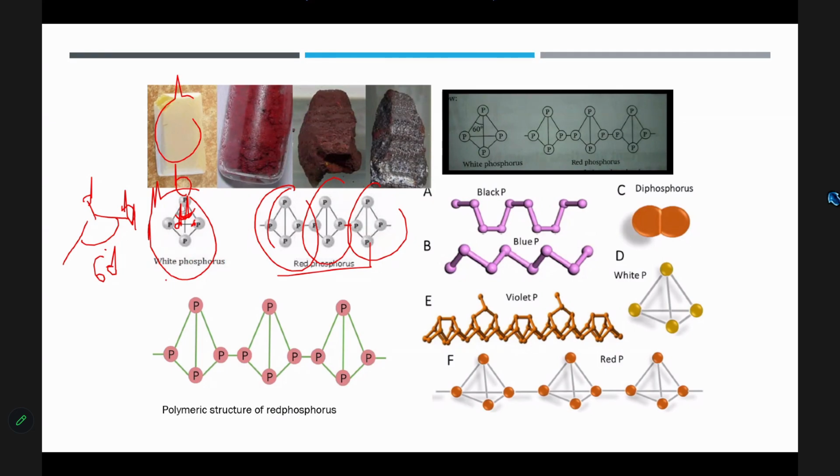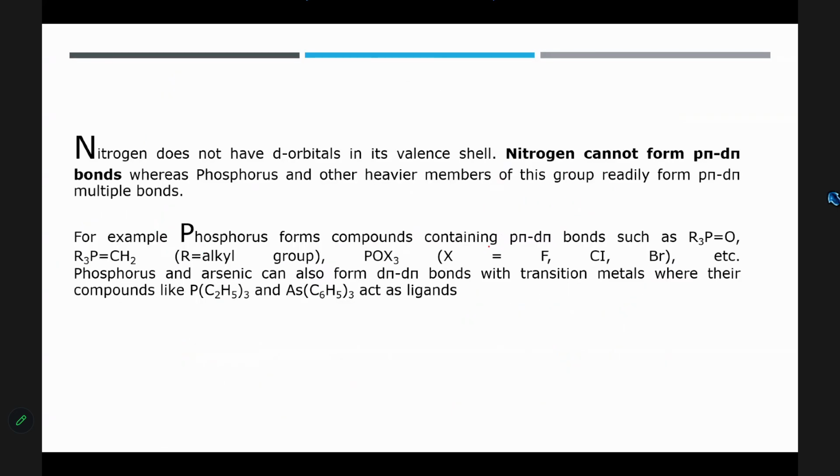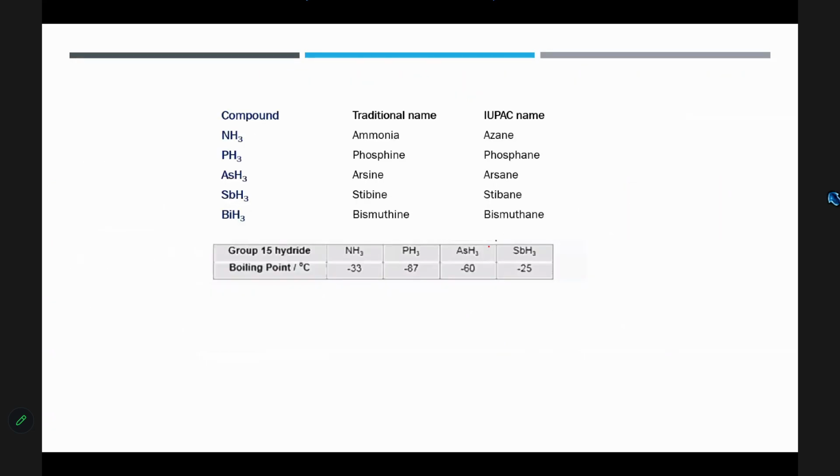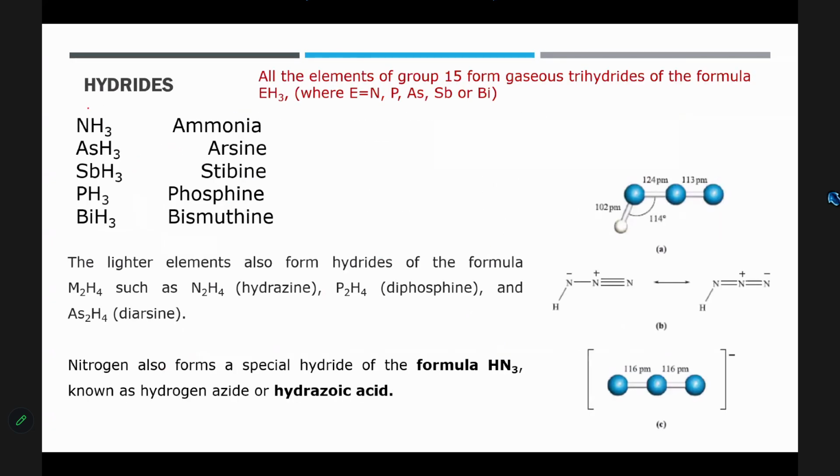But mostly the well-known geometries are simply allotropes, right? What are the phosphorus allotropes? P2, P4, and P4 n times. So this is diphosphorus, white phosphorus, red phosphorus. And of course, you have other phosphorus also, as I said: black, blue, violet. Okay. So among all of them, these are the hydrides: ammonia, arsine, phosphine, stibine, and bismuthine.